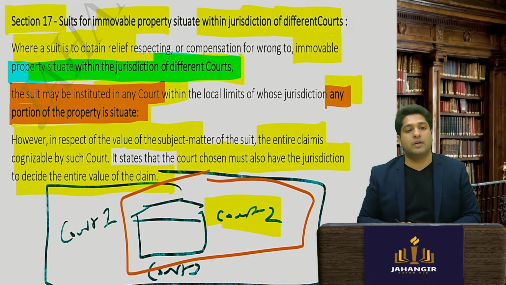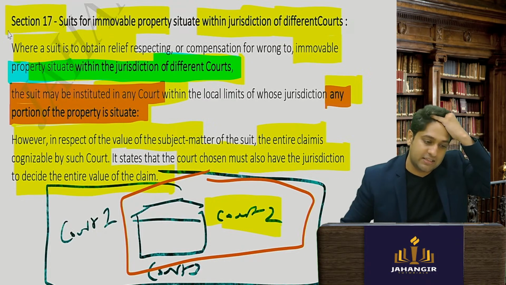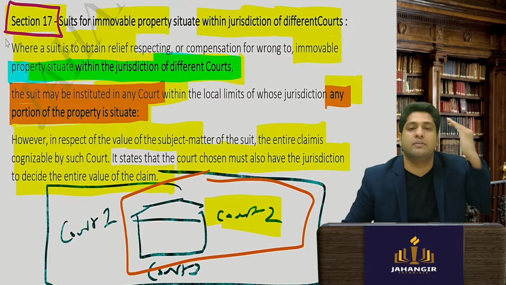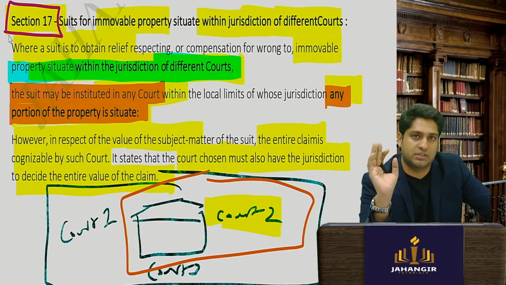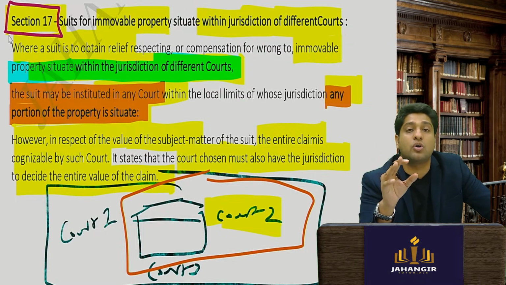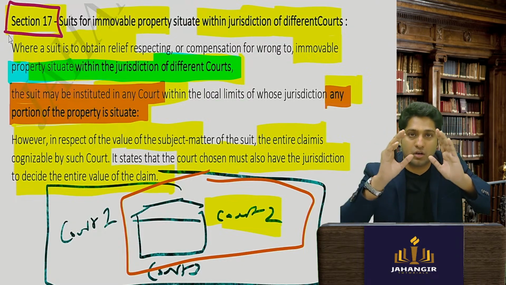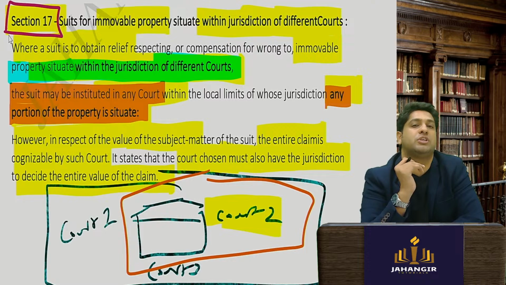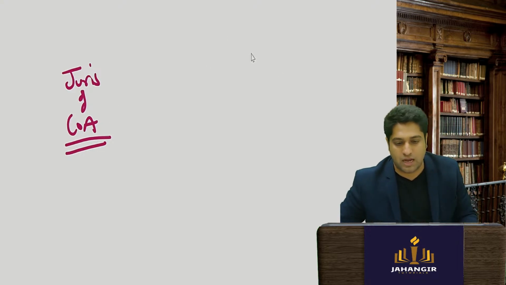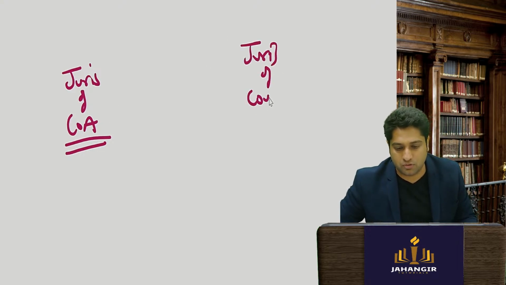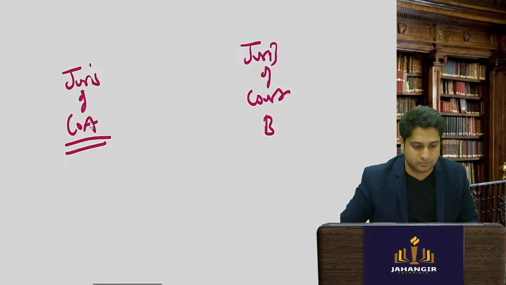Now we saw one classic case; we'll see section number 17. This was a very simple question: the property, in whose jurisdiction is it situated? Now what if a property is situated in a place where two courts have jurisdiction? So let's say the jurisdiction of court A and the jurisdiction of court B are both coming in.